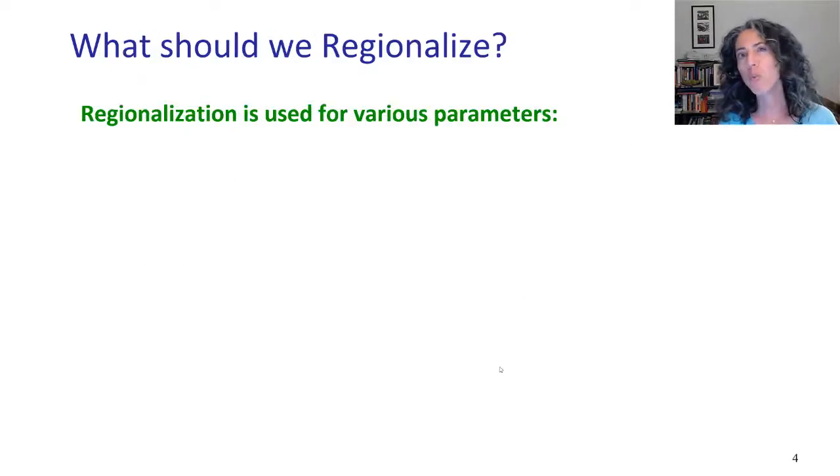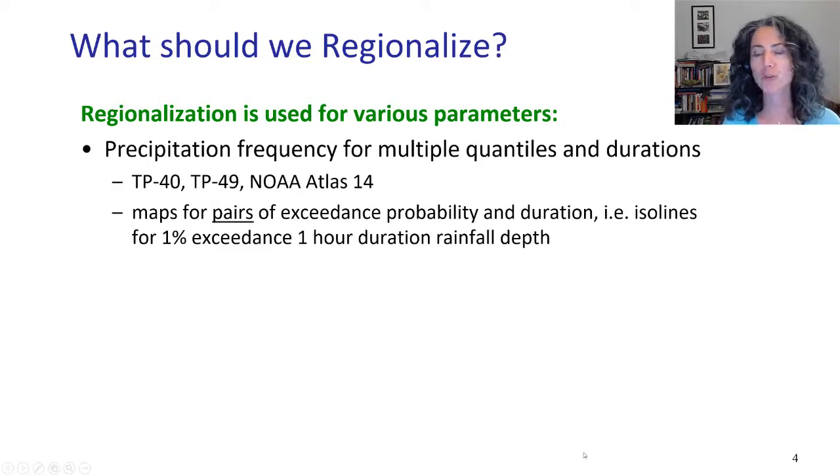So let's move on to what we should regionalize, right? There's various different parameters that we might use a regionalization approach for, right? First, we have precipitation frequency analysis for multiple quantiles and durations. I'm actually not going to say anything more about this in this video because we'll have a video from Greg Karlovitz on precipitation frequency analysis that we'll watch tomorrow.